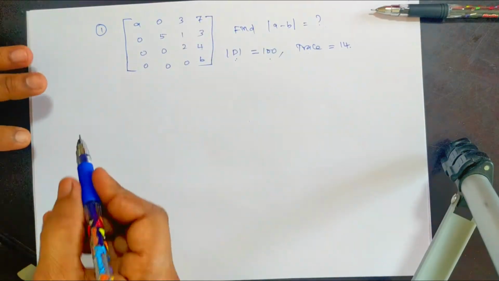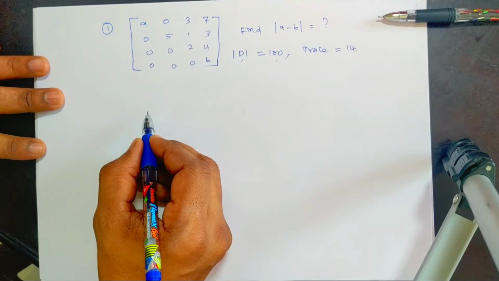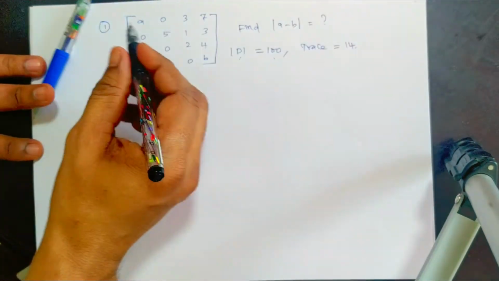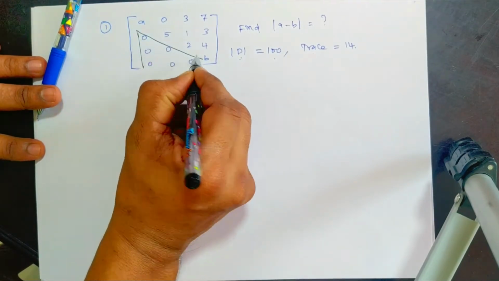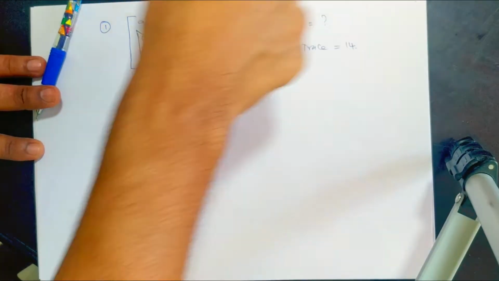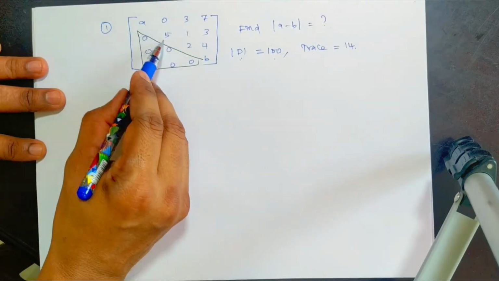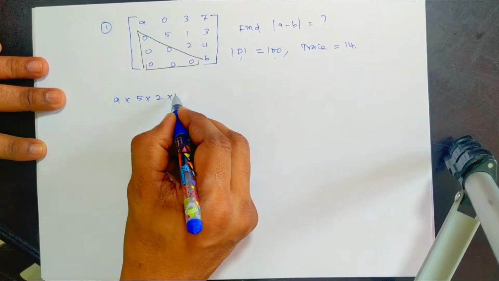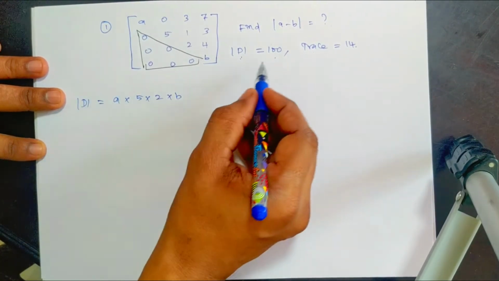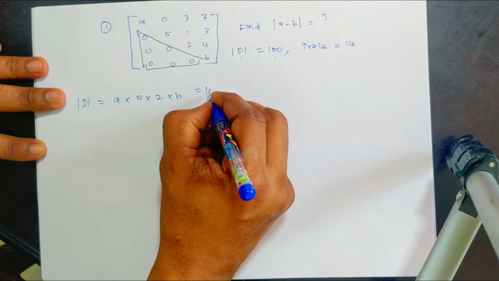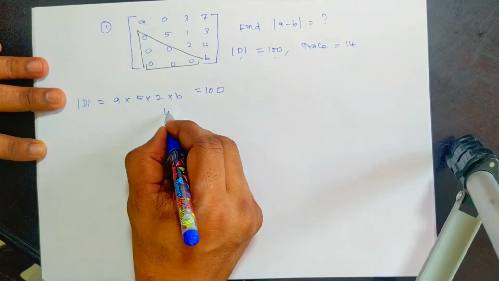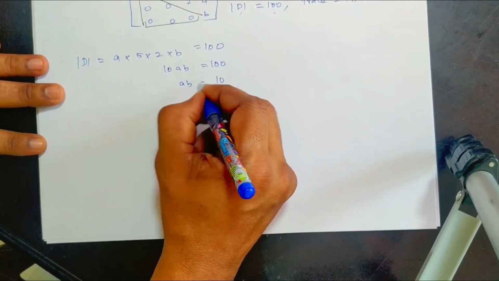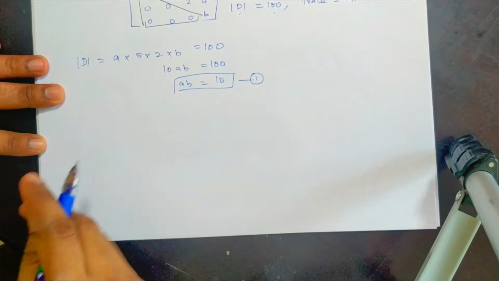With the help of this, we want to calculate A and B and then the modulus of A minus B. We discussed in the determinant of a matrix that whenever we have a lower triangular or upper triangular matrix, the determinant is the multiplication of the diagonal values, which means A into 5 into 2 into B. From the given problem the determinant value is 100. So 5 into 2, 10AB, is equal to 100, and AB is equal to 10. This is equation number 1.